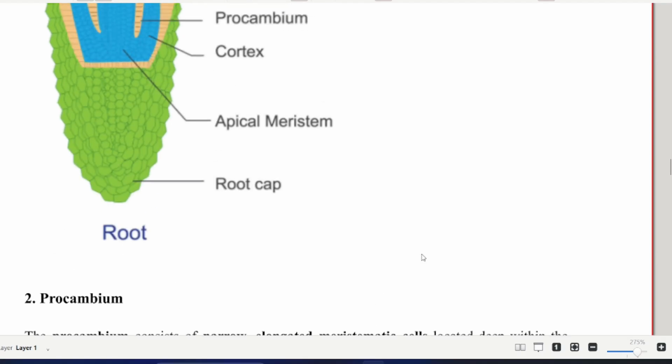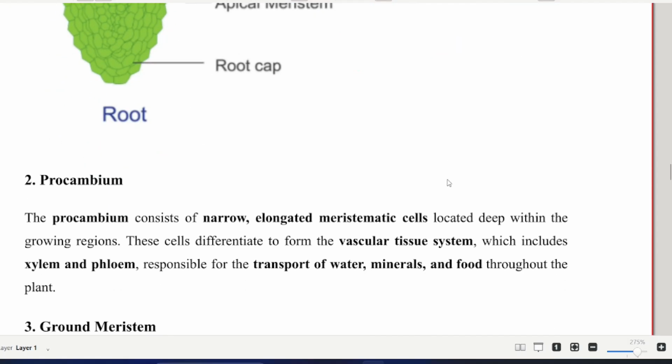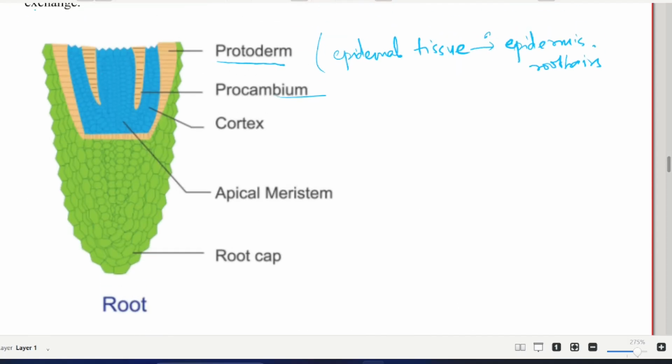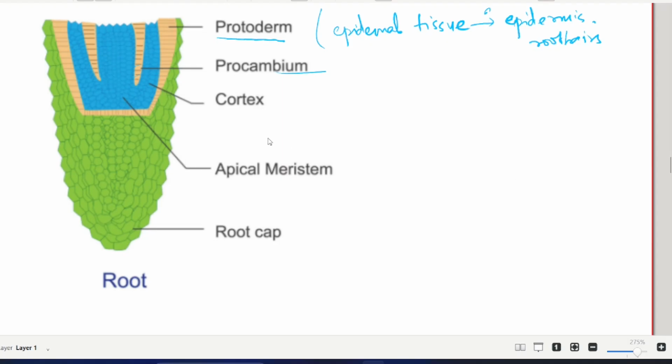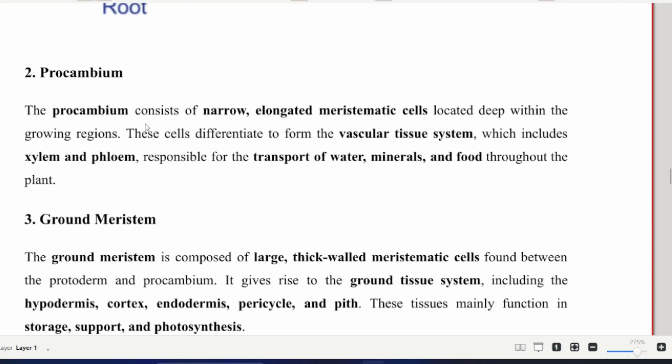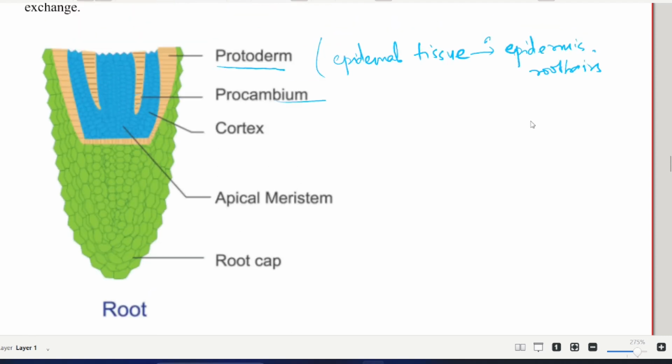Now, talking about the second one, the procambium. The procambium consists of narrow elongated cells, and they are located deep within the growing regions. You can see here, deep within the growing regions, and these cells differentiate to form the vascular tissue system, which includes the xylem and phloem that is responsible for the transport of water, minerals, and food throughout the plant.